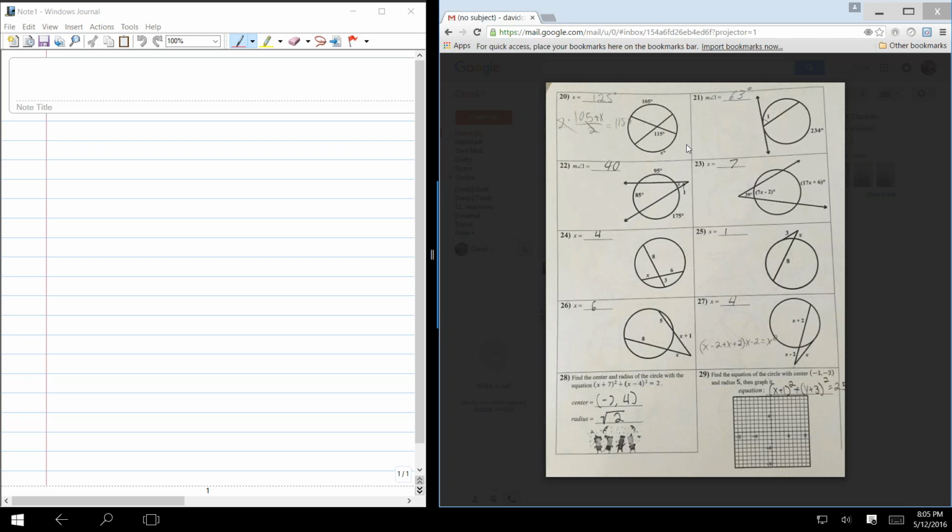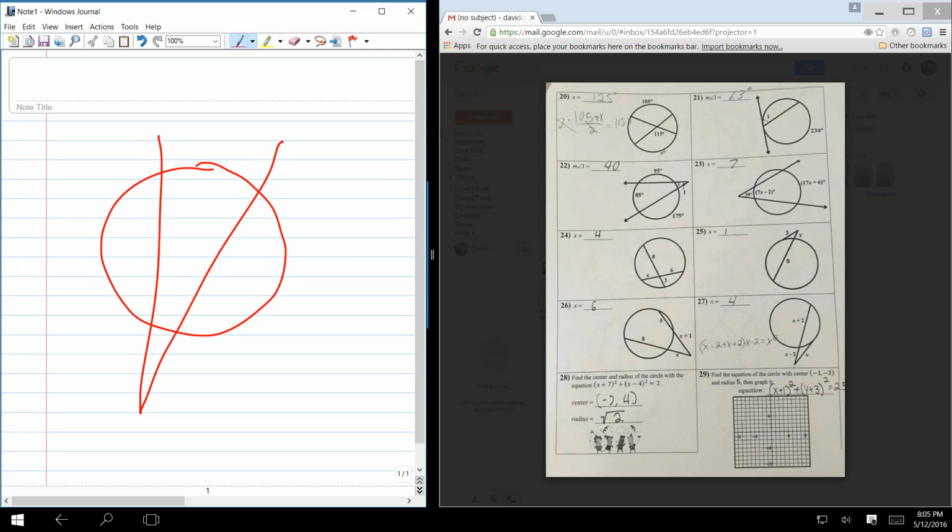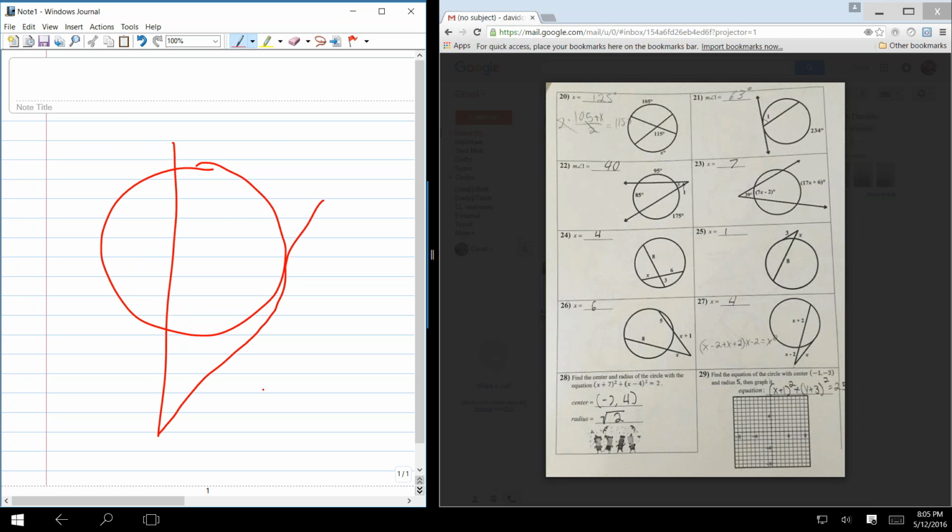I realized this just after our last session: when you have circles and you're dealing with any combination of chords that intersect inside the circle, or secant lines that intersect outside the circle, or a secant line and a tangent line, all of the problems, you're either solving for the measurement of an arc in degrees, or the arc length in inches, or you're solving for angles.